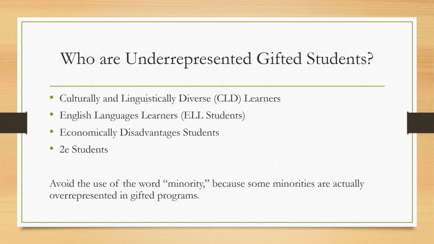So first of all, who are underrepresented gifted students? What do we mean by that term? It breaks down into 4 groups. Culturally and linguistically diverse students, you might hear me call those CLD learners. English language learners or ELL students. Economically disadvantaged students, and 2E students.